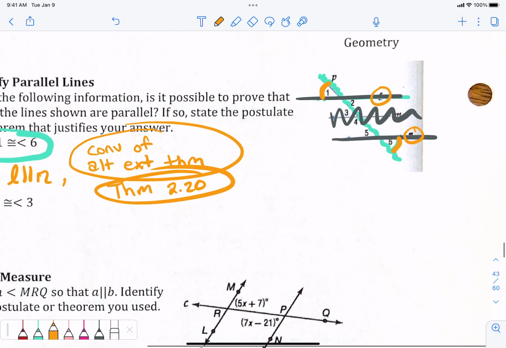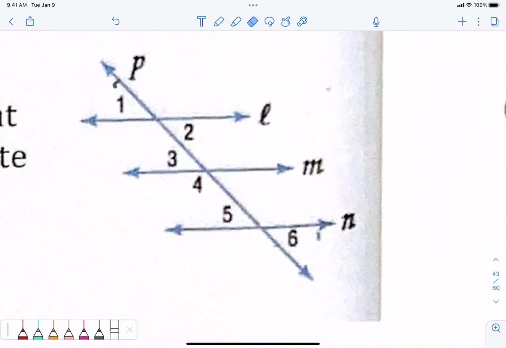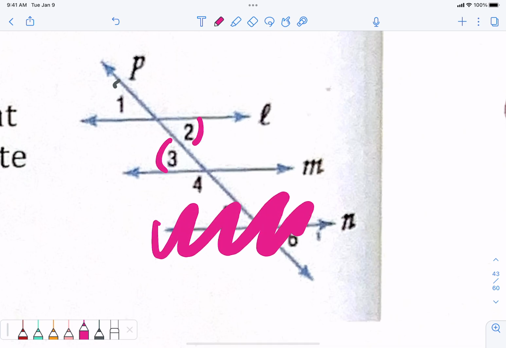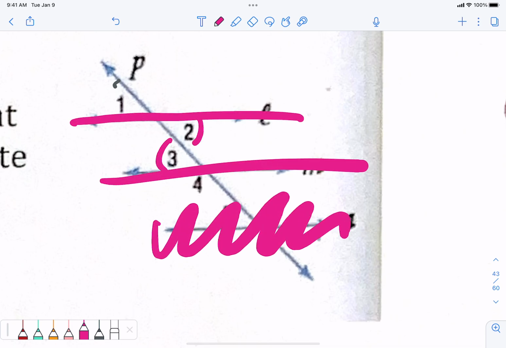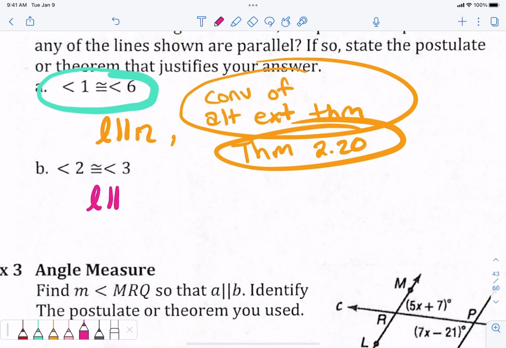So this next one, 2 and 3 are the same. We'll practice on this one now. Angle 2 and angle 3 are the same. Okay? Now we're not looking at this line. We're only looking at L versus M. If angle 2 and angle 3 are the same, does that mean L and M are parallel? Yes. Why? L and M. It's the converse of the alternate interior theorem.